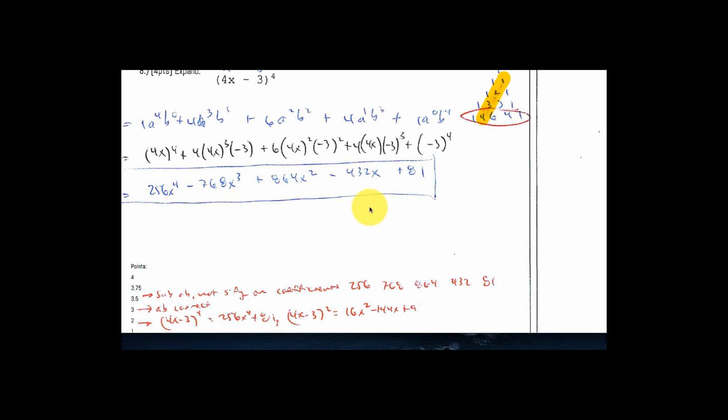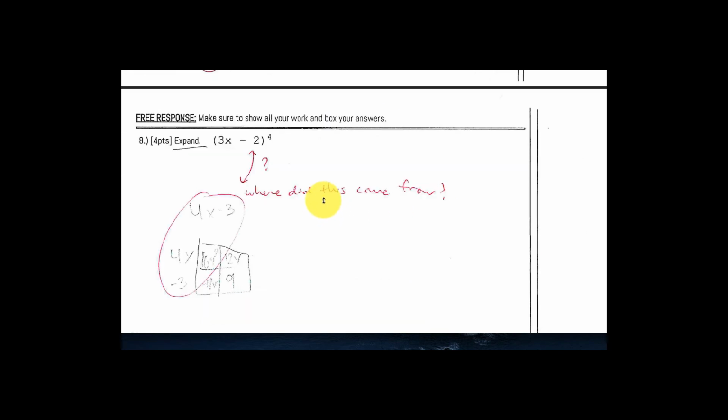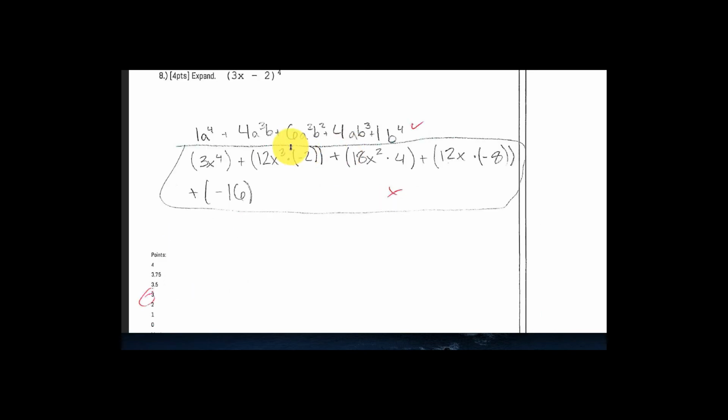Let's look at some student work. Here's a student. Oh, that's interesting. The student had 4x minus 3, but they were given this. Oh, where did that come from? Oh, that came from the other version. All right, no, that's the wrong one.